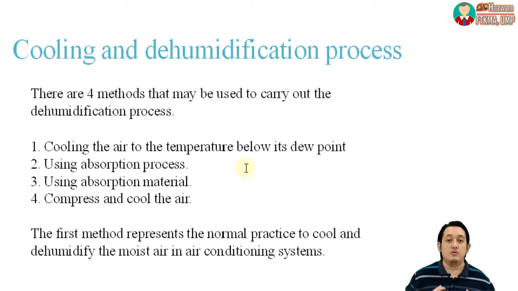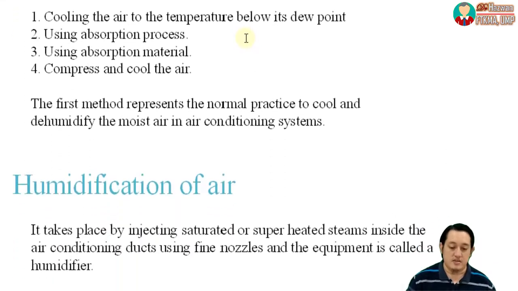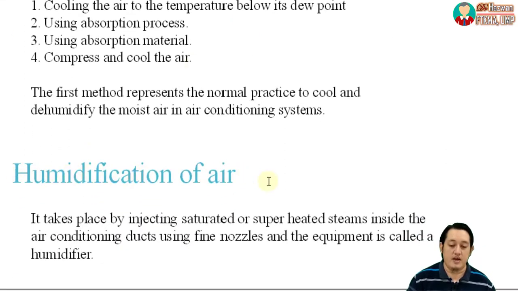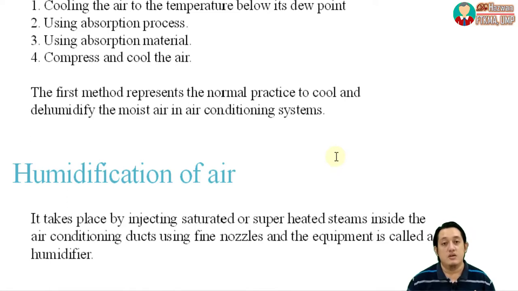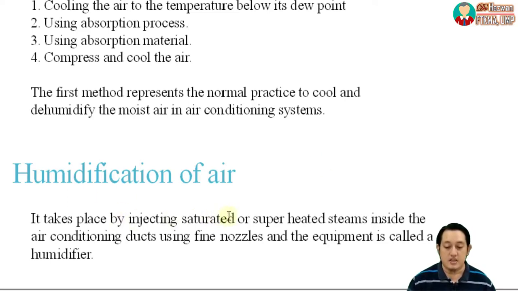Humidification is when we want to add moisture. This one is humidification of air. It takes place by injecting saturated or superheated steam inside the air conditioning ducts using fine nozzles, and the equipment is called a humidifier. So somehow we want to add moisture to the air also, so we use this one, injecting saturated or superheated steam.